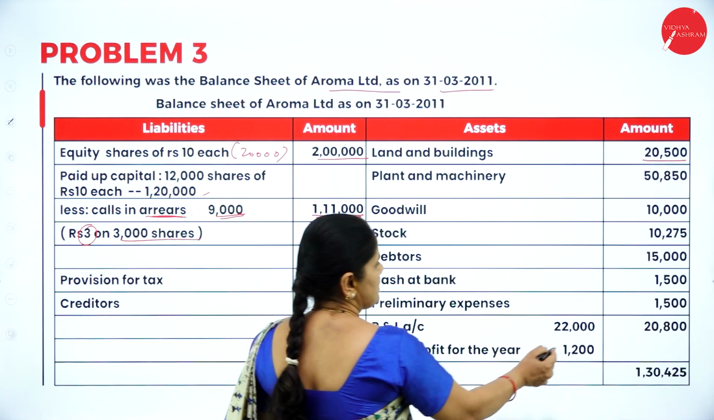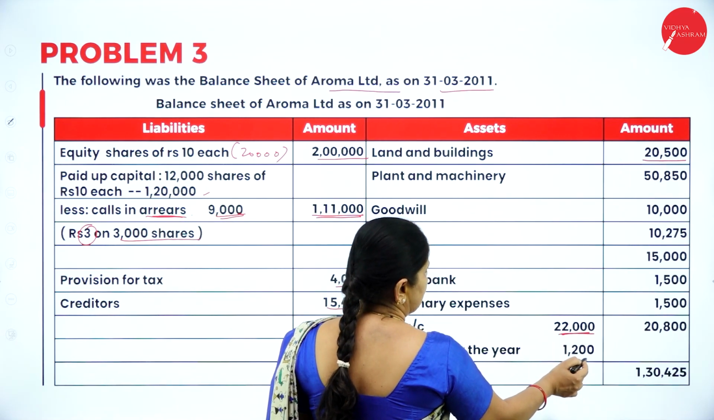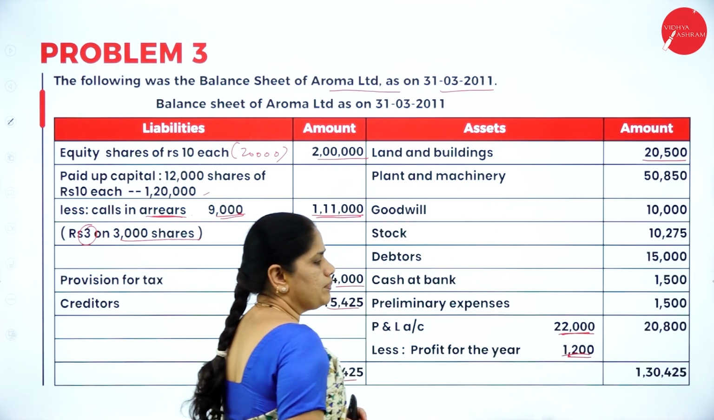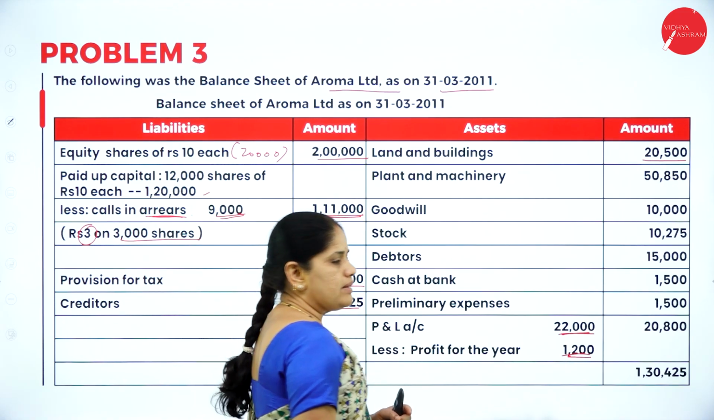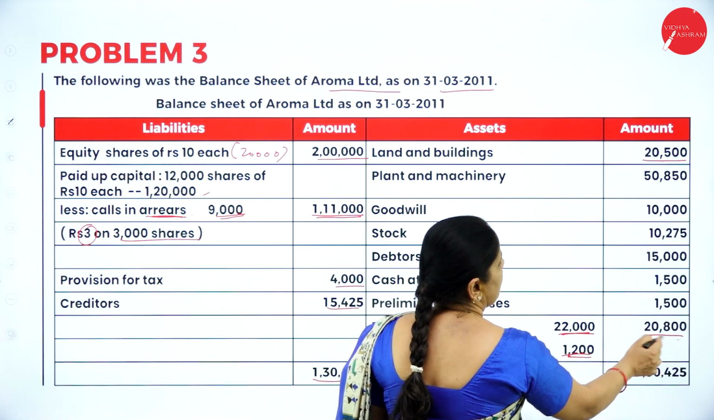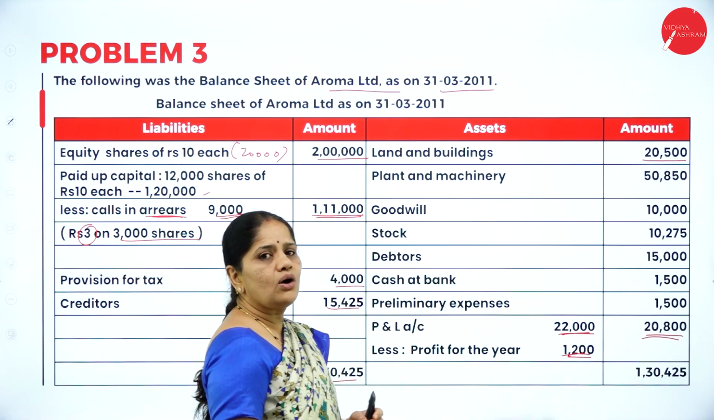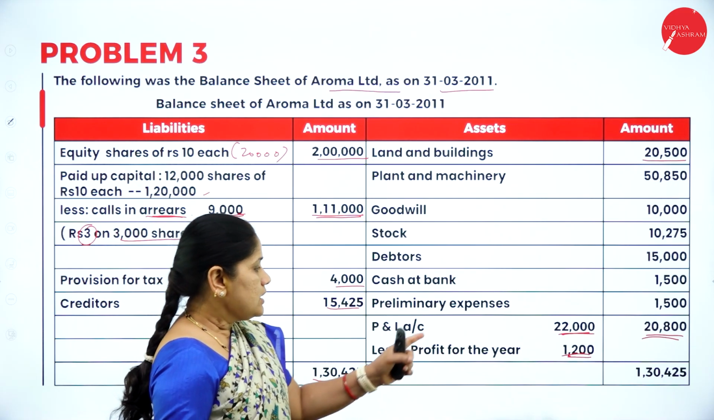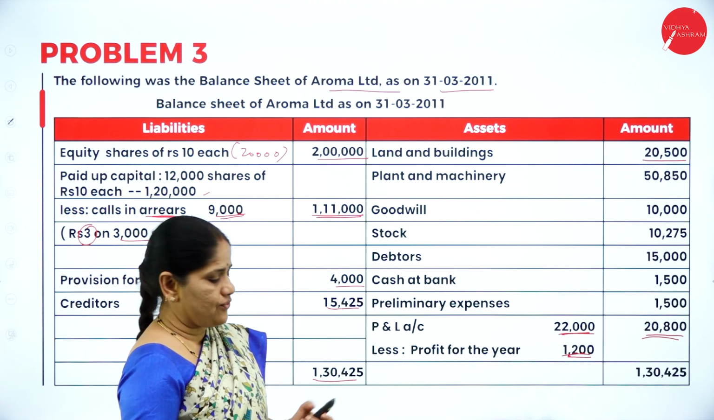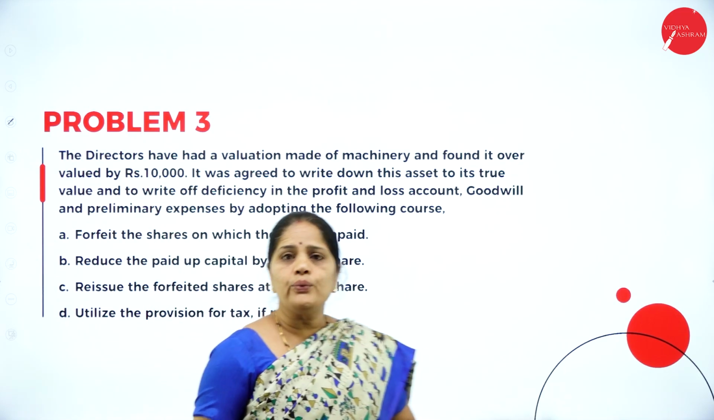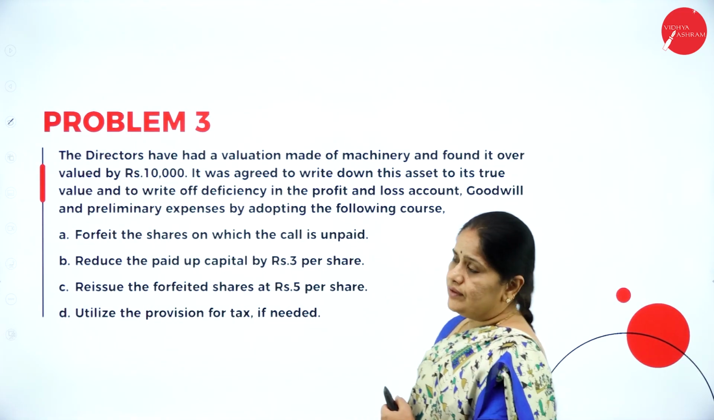22,000. So this is the loss of the previous year, and the profit for this year is 1,200. So whatever is the balance remaining, the loss, it has been written in the outer column, 20,800. So the total is 1,30,425. Now, next we have the additional information.